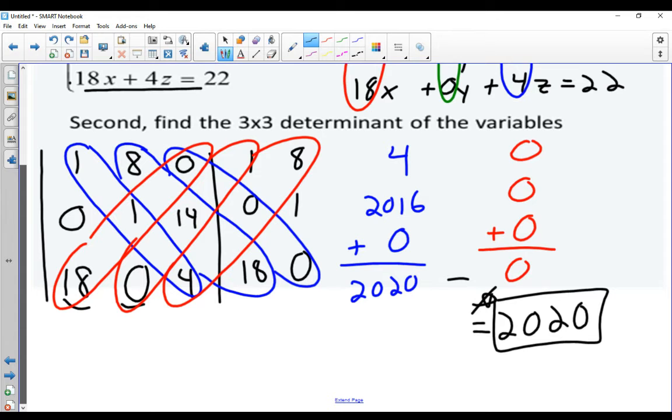Now, keep note of this 20/20. We're going to need it for the second half of this example.